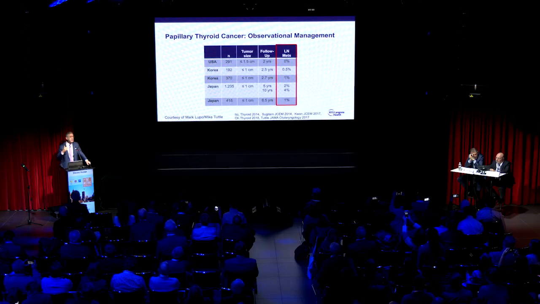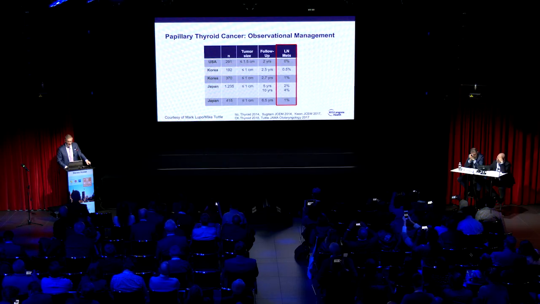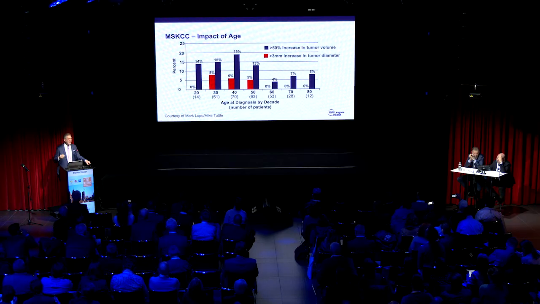Well, we know if we place patients like this into an observational management protocol, from data from Japan and from Korea, that a small number of these patients will develop metastatic lymph nodes over long periods of follow-up, and that's a disqualifier for continued observation. And generally at that point, these people are pushed out of the observation arm and they go to active management, which is typically surgery.